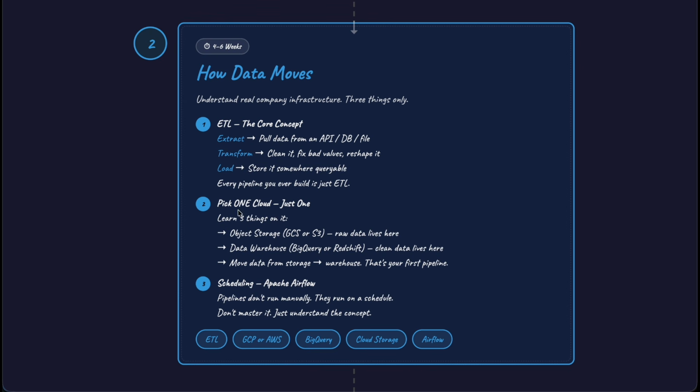And the second important part is to pick any one cloud platform. So basically there are three cloud platforms. One is GCP, Google's, AWS, Amazon's, and Microsoft Azure's. So most of the companies I hear use one of the three, and out of these three also either GCP or AWS. These are the two which most of the companies use.